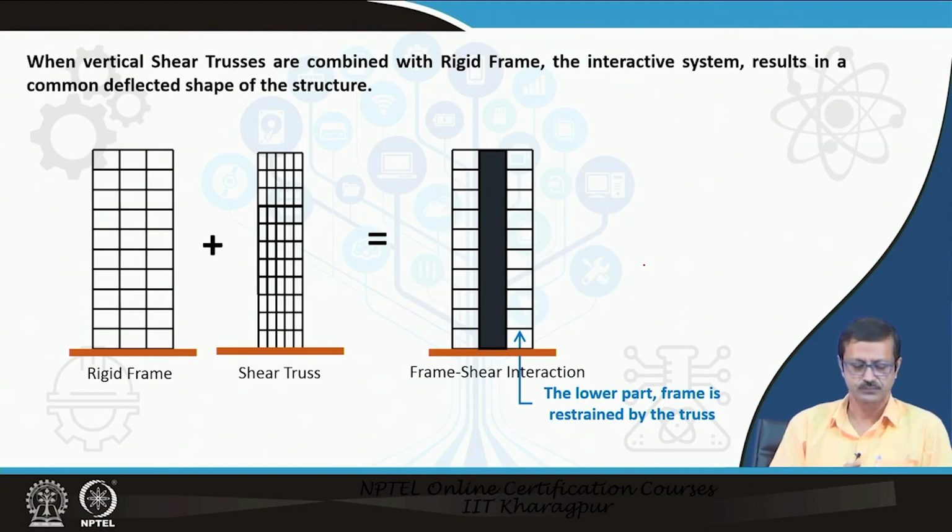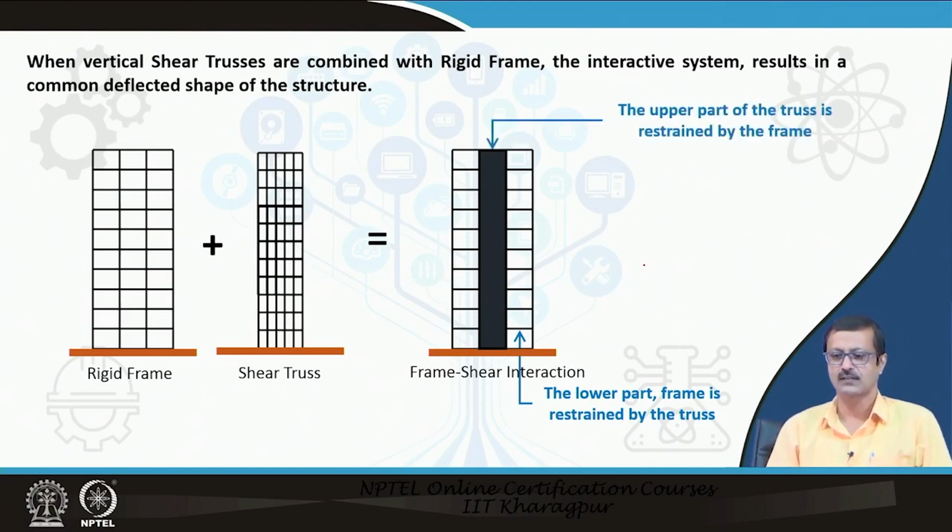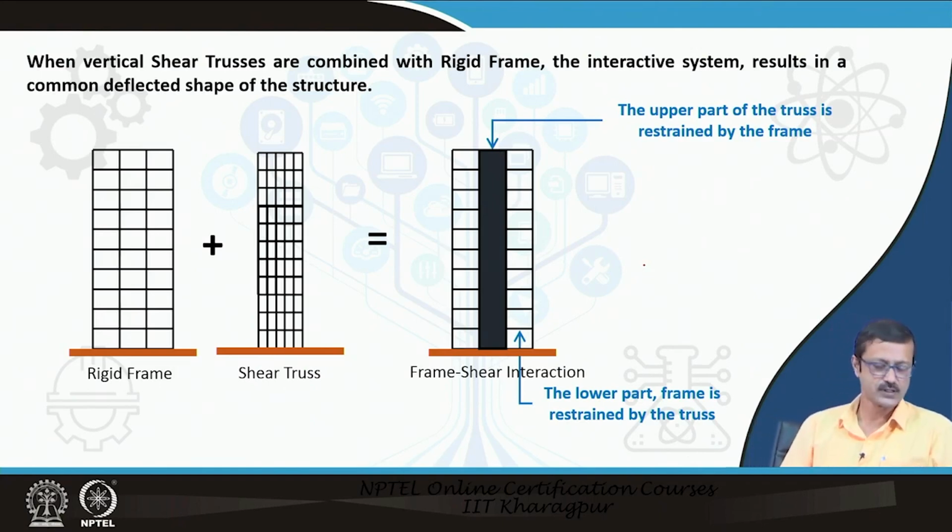In the lower part, the frame is restrained by the truss, right? But in the upper part, the truss is restrained by the frame. As there is a sway problem in the top part, the truss is there to control your sway. And at the ground, because your footprint is less, the gravity load has to be transmitted to the ground, and you need something to do that. So the frame will restrain the truss. That is the beauty of this particular system.